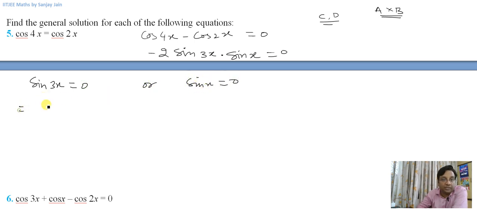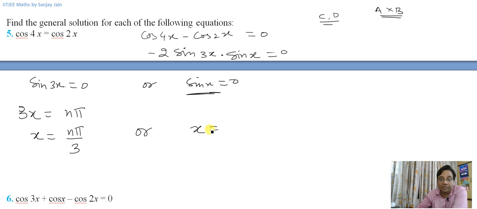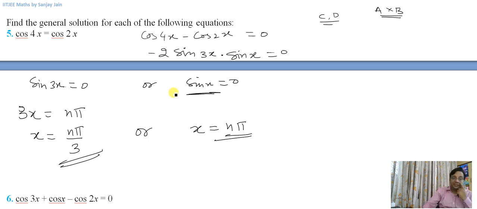So this will give me general solution for 3x equal to, so if sine 3x equal to 0, I can say that 3x equal to n pi, right? So x will be equal to n pi by 3, or if sine x equal to 0, then x will be equal to n pi. So x will be equal to n pi, or x will be equal to n pi by 3, and this is the general solution for this equation. Let us look at what do we have next.